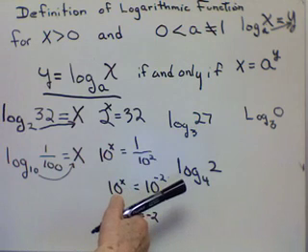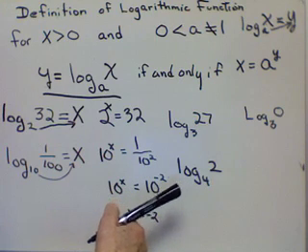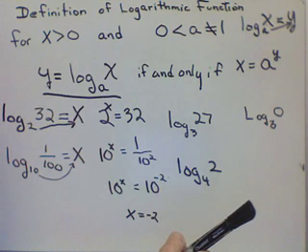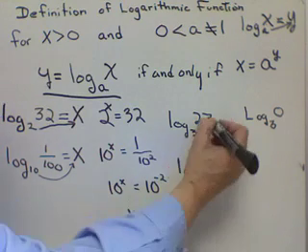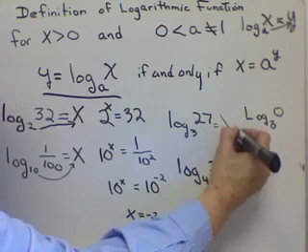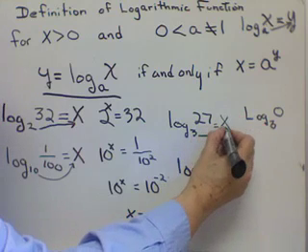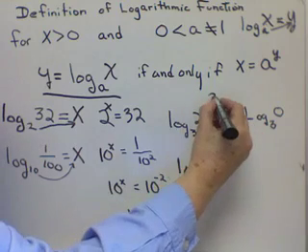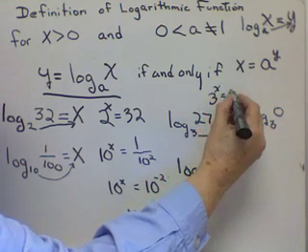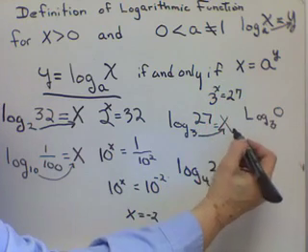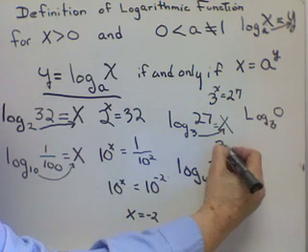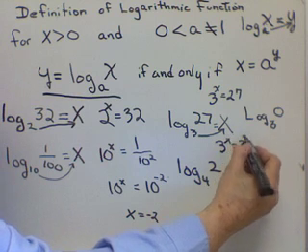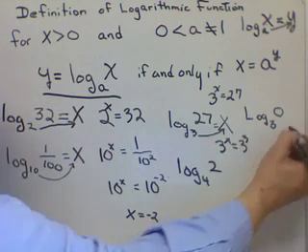Why don't you try to do these, turn off the video, try to do them, and then turn me on again and see if you get them right. Okay, hopefully you're done. Here we go. Set it equal to x. Draw an arrow, because logs equal exponents, so base to the exponent. 3 to the x equals 27. 3 to the x equals 3 to the third. x equals 3.